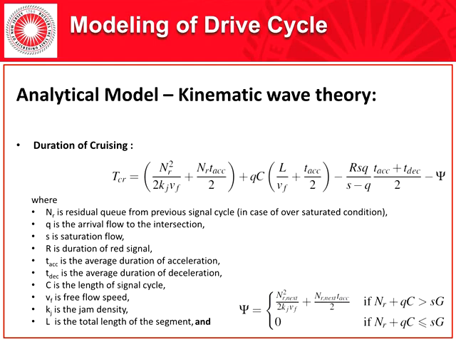And finally, this is the equation that we have used to estimate total time spent in cruising state, where capital C is the length of signal cycle, VF is the free flow speed, Kj is the jam density, and capital L is the total length of segment. And in the case of such oversaturated condition, the correction factor of C should be applied.